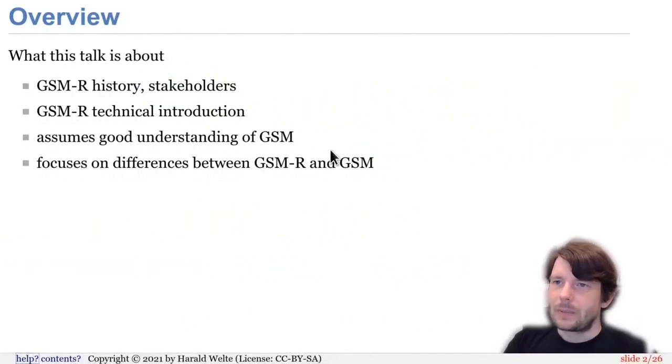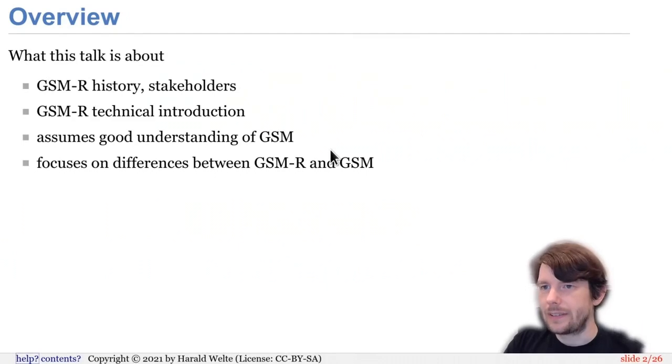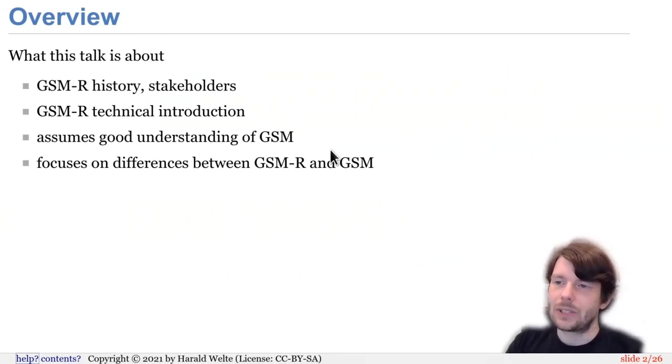So what is this talk about? It's about Gsm-R history, stakeholders and specifications to set the context, also the use cases a bit. And then it will look at the technical parts of Gsm-R and how it differentiates itself from classic GSM. The talk assumes there is already a good understanding of how GSM works, so it will not explain how GSM works. Sorry for that, but it's really focusing on the differences and the railway-specific parts of Gsm-R.